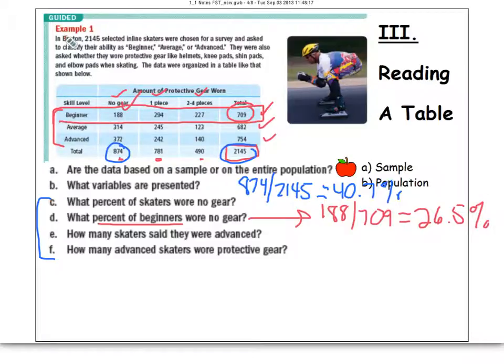Okay, letter E, how many skaters said they were advanced? We're just looking at the total here. And that's just a numerical, how many. So 754.